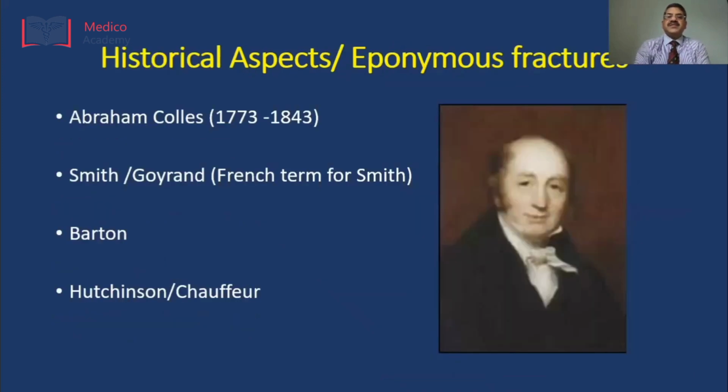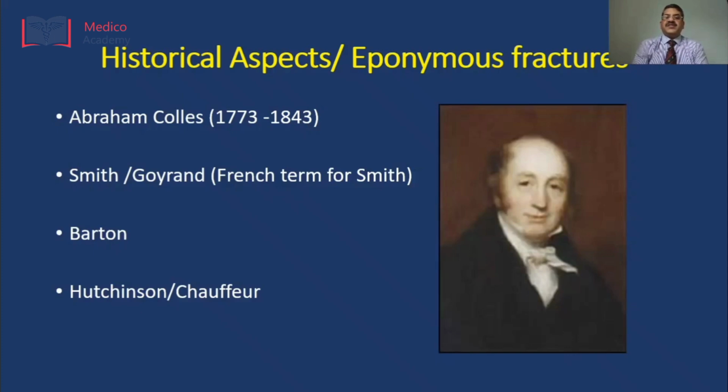Let us consider some historical aspects and some eponymous fractures. Abraham Colles was an Irish surgeon who gave his classical clinical description of distal radius fractures. He lived between 1773 and 1843. He was followed by Smith, who was his successor, and Smith gave his description of a reverse Colles fracture.